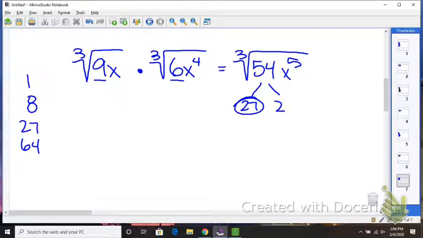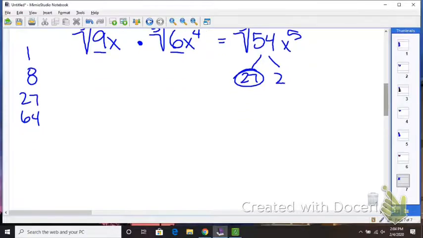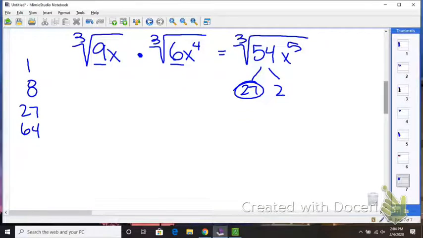So what's the cubed root of 27? 3. So 3 comes out of the house. And what stays in the house? 2.